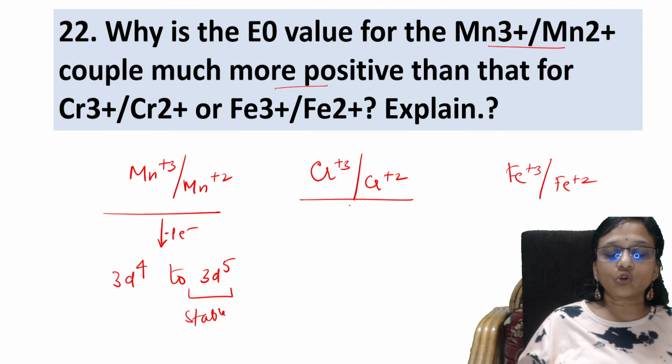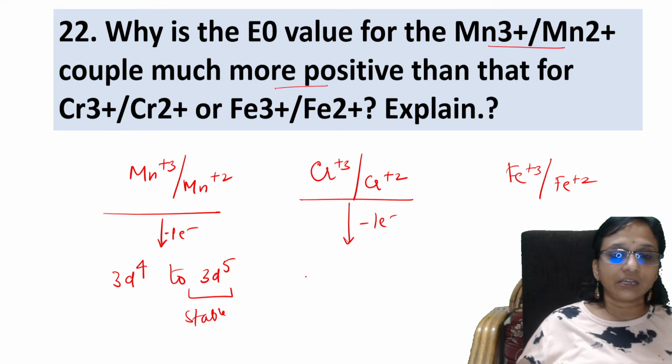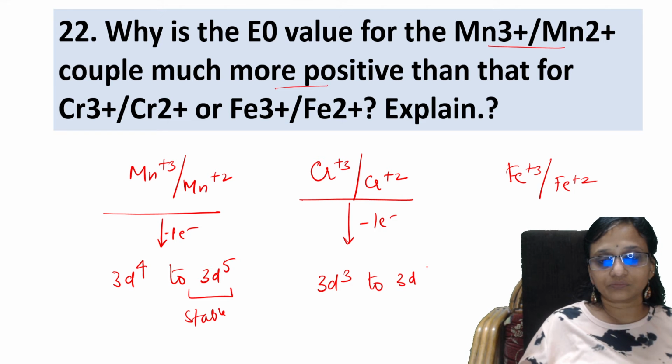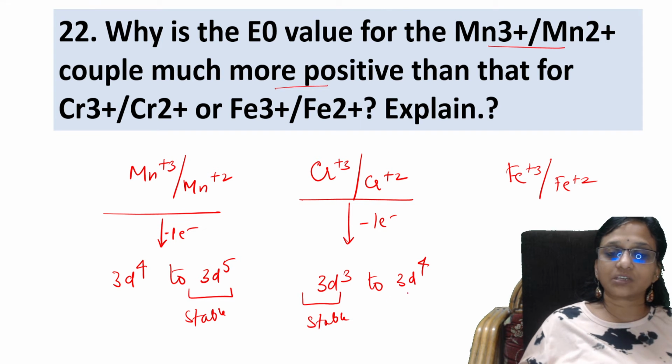Next, chromium, by losing one electron, where is it going? It is going from 3d3 to 3d4. Got it? See, this is stable. This is stable. This is not stable.